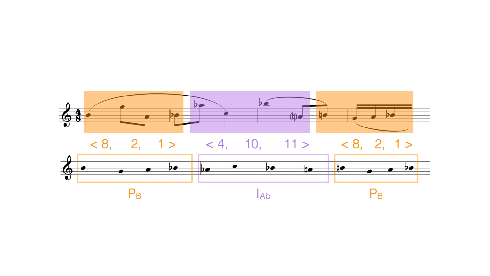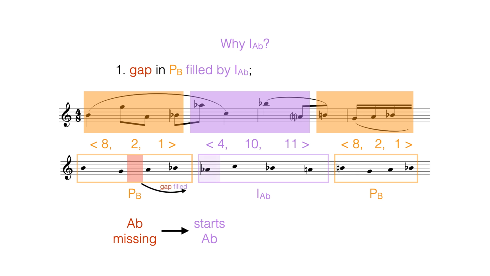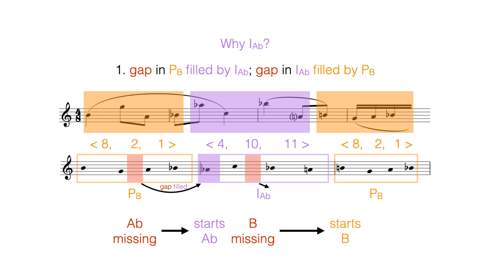There are at least three reasons why Stravinsky may have chosen this particular inversion, the one that starts on A flat. First, the A flat fills in the gap within the original series. The inversion starting on A flat then creates its own gap. Its missing B is filled in when the first four notes return.